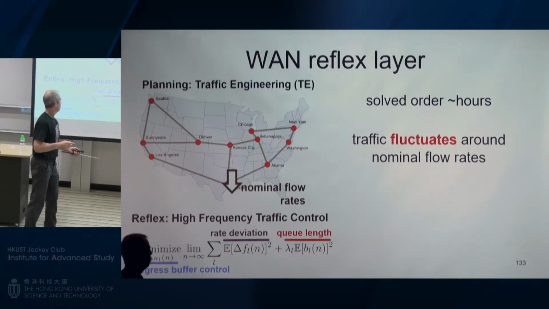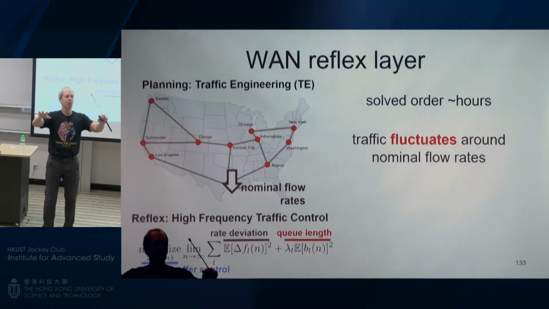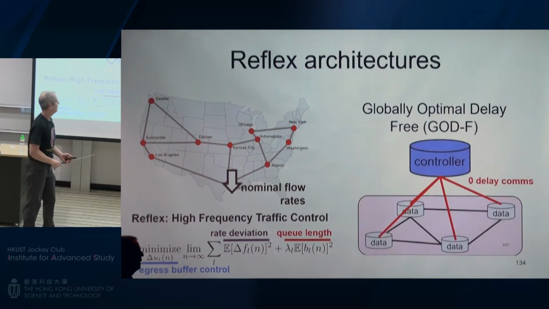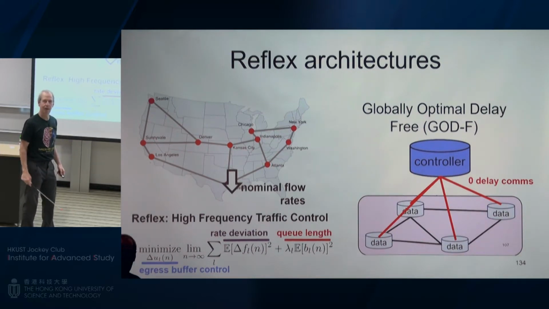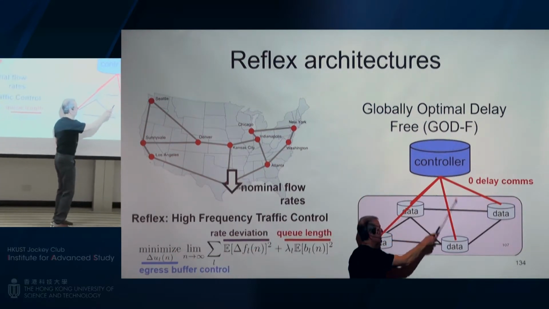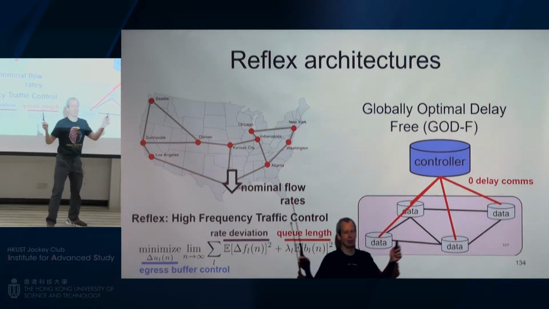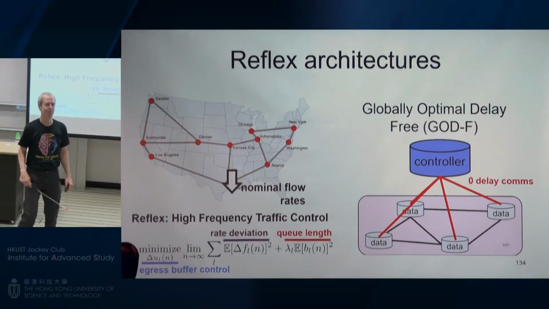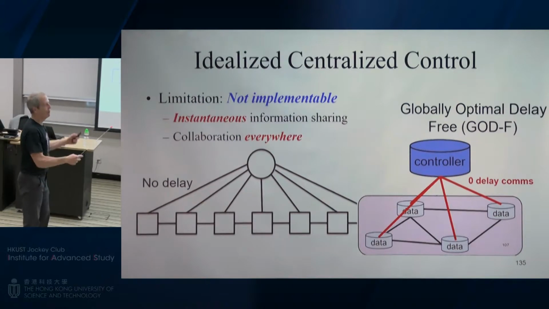So what are the issues? What you'd like to do is control the rate so they keep going through, but you also want to keep the Qs small, because that's delay. The trade-off there. So here's one controller. This we call GODF, globally optimal delay free. It means you have a centralized controller, no delays at all, perfection. You can't build this, but you can simulate it. So this is just simulation. Can't build it.